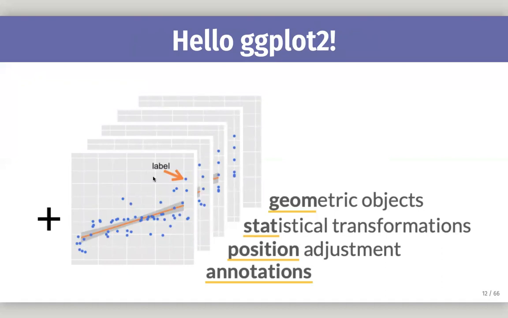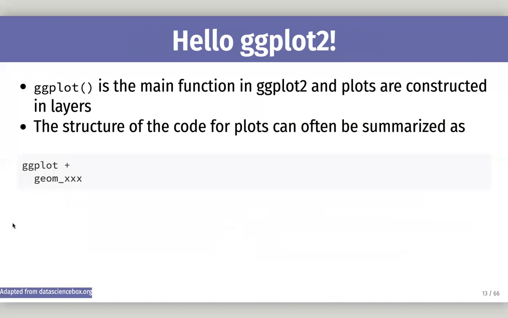And so basically ggplot works by layering all these different pieces, using the plus signs to indicate that you're adding another layer. ggplot is the main function, and the plots are essentially constructed in layers. So the structure of the code for plots is going to be something like this. You'll start with that ggplot function, and then you'll use a plus sign to add another layer. Most often you're going to add a geom. This is a geometric object. So something like geom underscore point would add points. And I'm going to give a whole bunch of examples. So if this feels abstract, hopefully it'll feel less abstract in the next couple minutes.